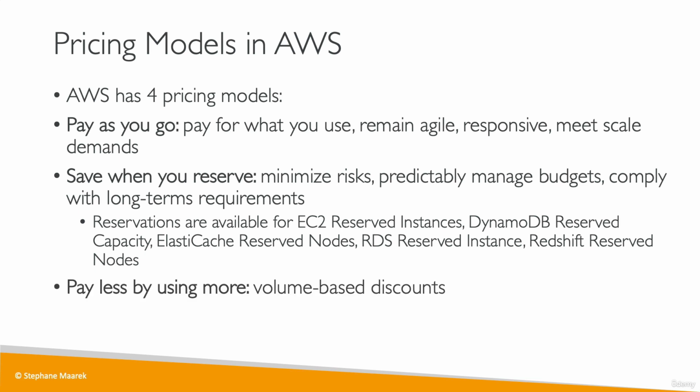Also, you get to pay less by using more. You get volume-based discounts, for example, on Amazon S3. And as AWS grows their infrastructure, they will have some cost savings and they will pass them on to you. So AWS is very famous for doing cost reductions every month or every year, which is really good because as their infrastructure grows and more people use AWS, they have a volume and scale, and therefore they will pass on that economy of scale onto you to get discounts.